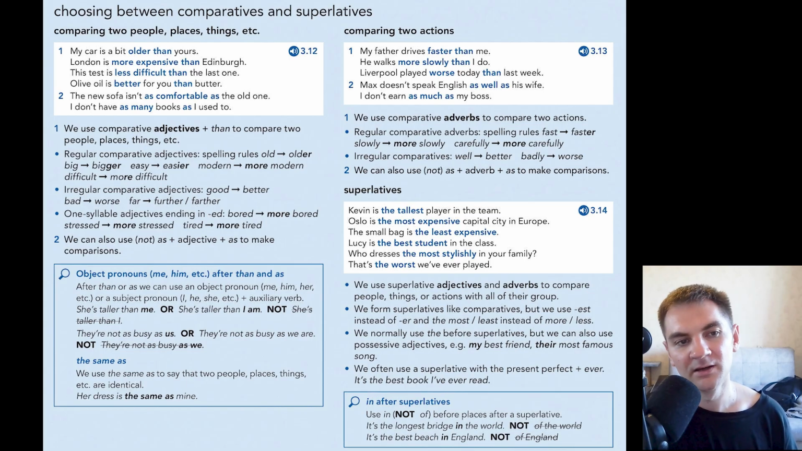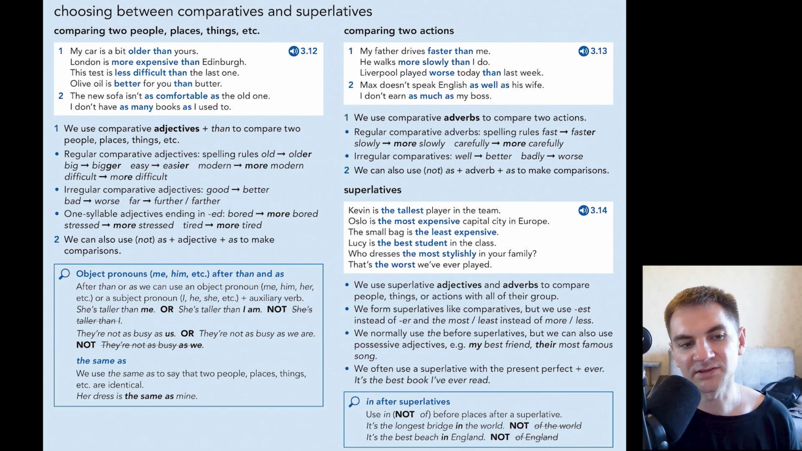Next is object pronouns: me, him, etc. After than and as, we can use an object pronoun, me, him, her, etc., or a subject pronoun, I, he, she, etc., plus an auxiliary verb. She's taller than me, or she's taller than I am. But you can't say she's taller than I. Or they are not as busy as us, or they are not as busy as we are. But you can't say they are not as busy as we.